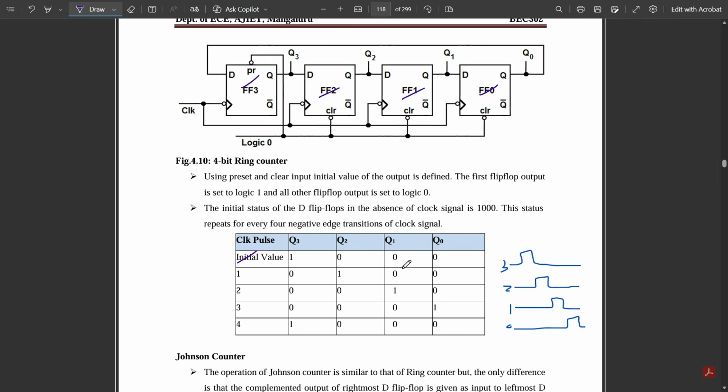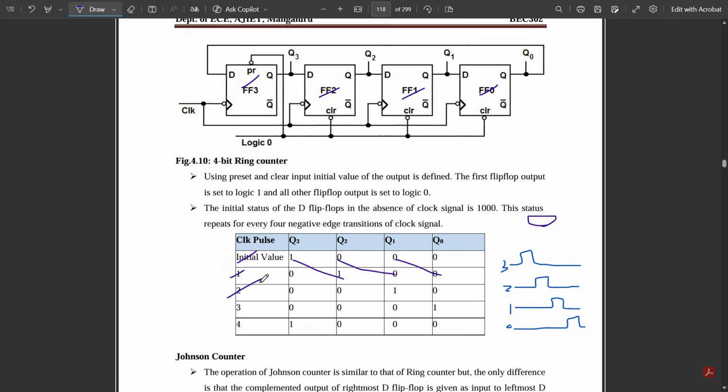Now, how the ring counter operates: for the first clock pulse we shift. What happens after shifting? Previously q0 was 0, that comes to the first position, then this 1 comes here, this 0 comes here, and this 0 comes here. Since it is a ring, whatever the final value is, that comes here.